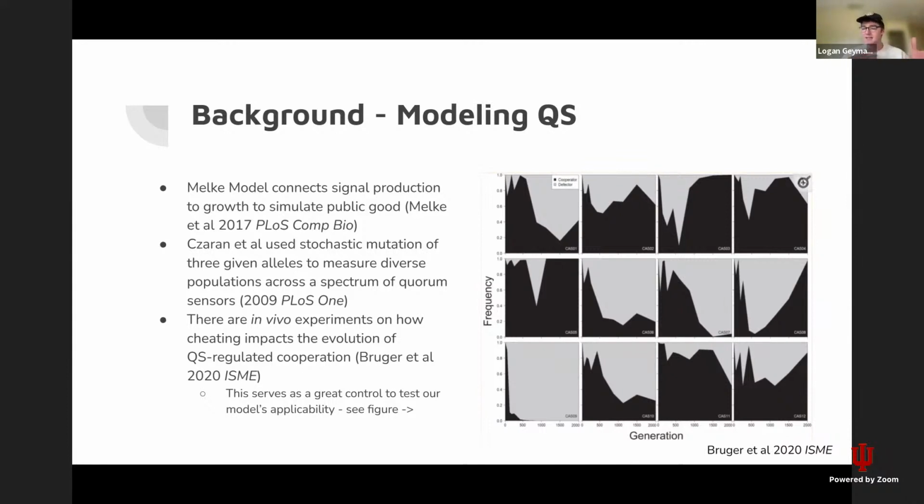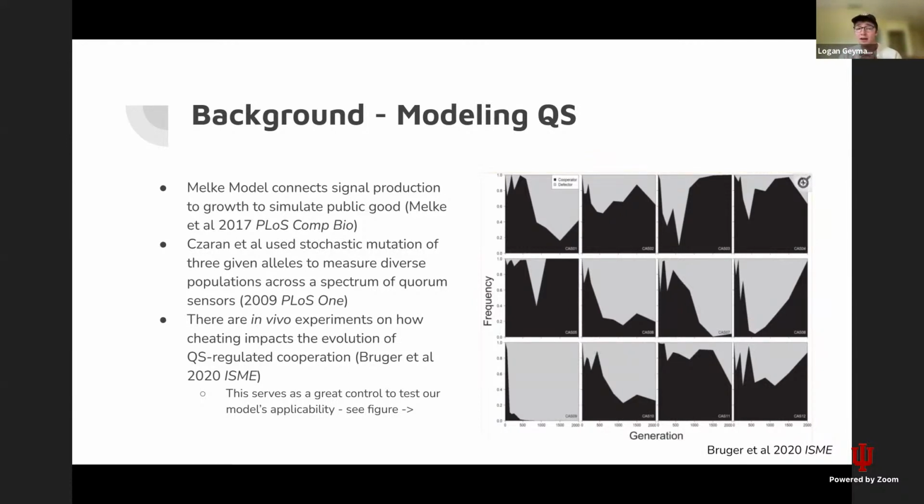It connects the production of those signaling molecules to growth to simulate a public good. And we don't necessarily do this directly. For some of the concepts Nick will get into when he talks about our architecture, we just use this as a good basis, since these people have connected signals to different quorum sensing phenotypes and had great results. So we knew that that was a positive direction for us to head in as well.